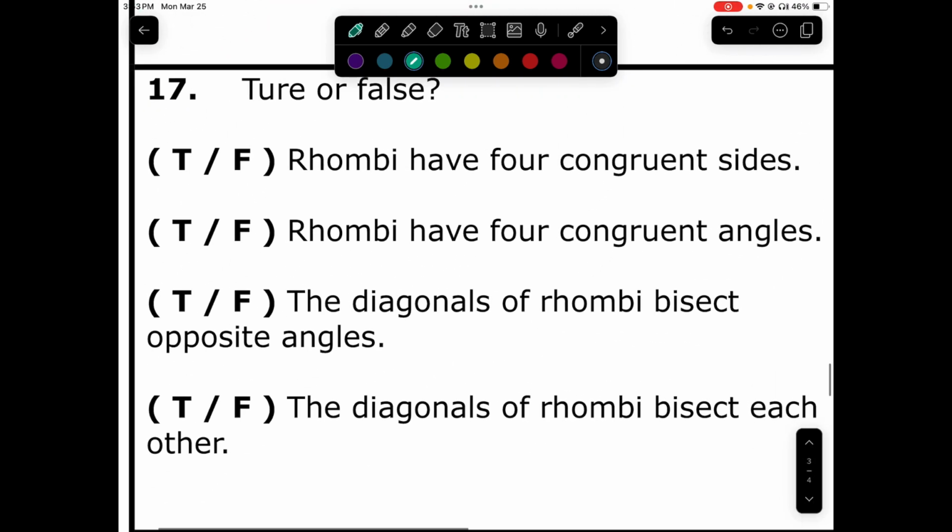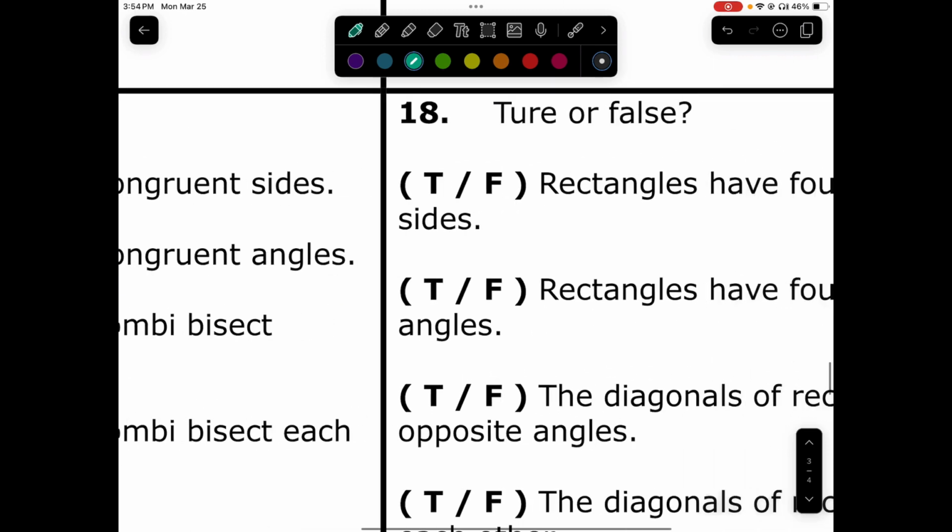Number 17, true or false? Rhombi have 4 congruent sides. That is true. Rhombi have 4 congruent angles. That's false. You're going to have 2 acute and 2 obtuse. The diagonals of rhombi bisect the opposite angles. That is true. The diagonals of rhombi bisect each other. That's also true. Go ahead and try number 18.